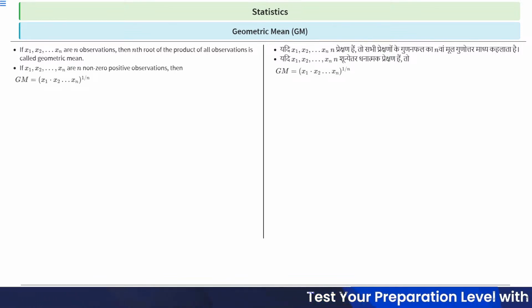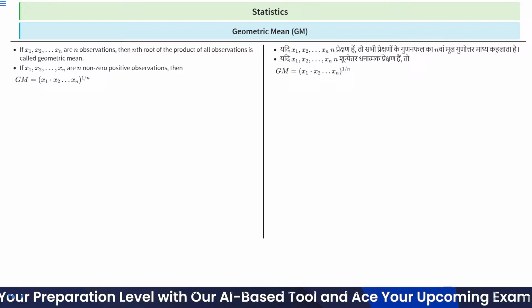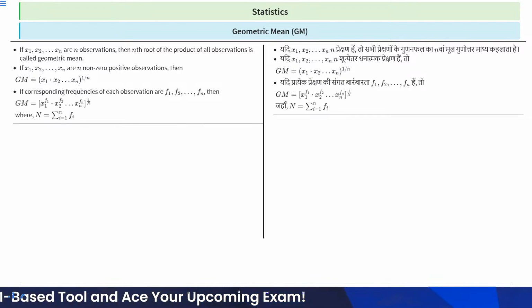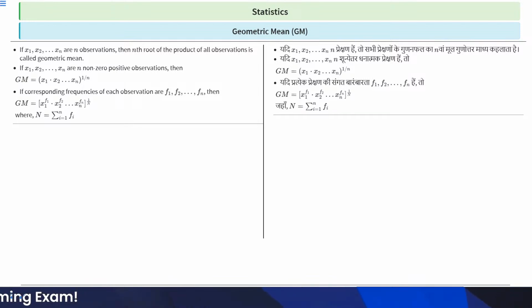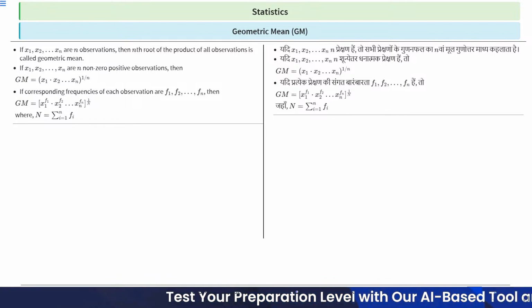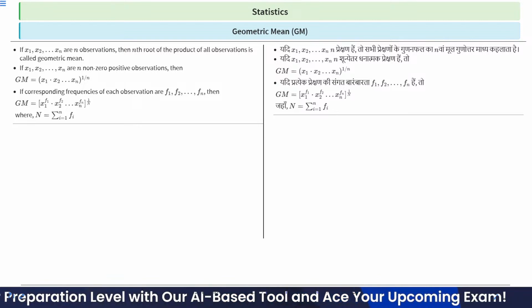If x1, x2, x3 till xn are n non-zero positive observations, then geometric mean is (x1 x2 x3 ... xn) to the power 1 by n, right? If corresponding frequencies of each of the observations are f1, f2, f3 till fn, then geometric mean is (x1 to the power f1, x2 to the power f2 till xn to the power fn) whole to the power 1 by n, right? Where n is equal to summation of i is equal to 1 to n fi, right? You have to keep in mind.